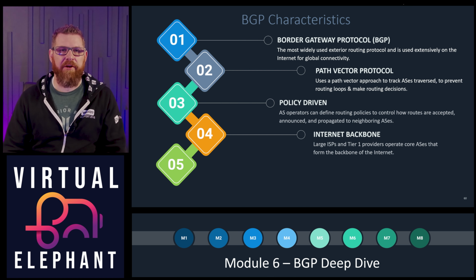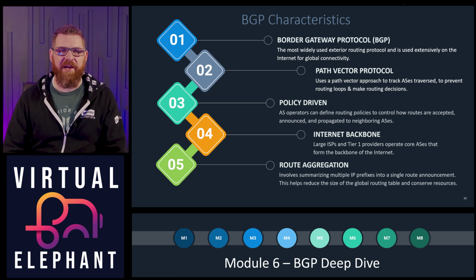Another major characteristic of BGP is route aggregation itself. So exterior routing protocols all support route aggregation. Route aggregation involves summarizing multiple IP prefixes into a single route announcement. And this helps reduce the size of the global routing table and conserve resources on the physical networking devices themselves.